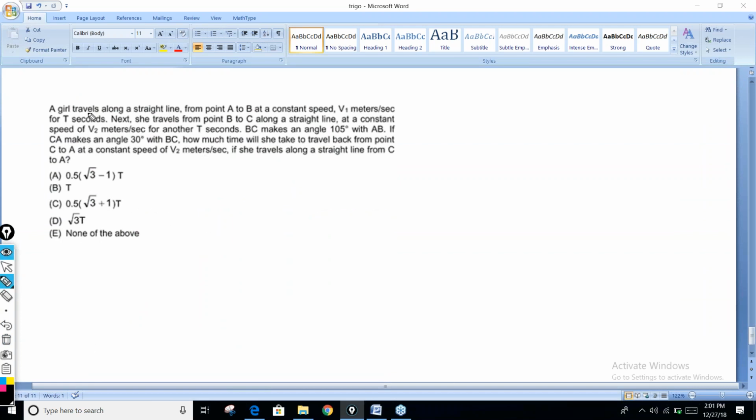This question says a girl travels along a straight line from point A to B at a constant speed v1 meter per second for t seconds. So the total distance will be v1t. Now from B to C along a straight line at a constant speed of v2 meter per second for another t seconds, BC is making an angle of 105. So something like that, at this direction, this angle is 105.